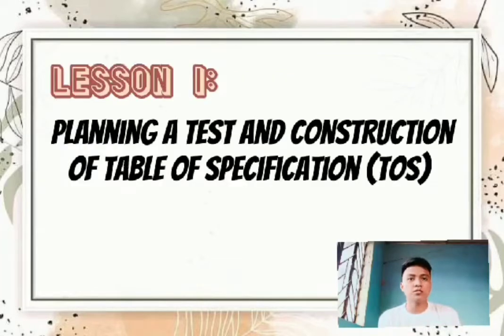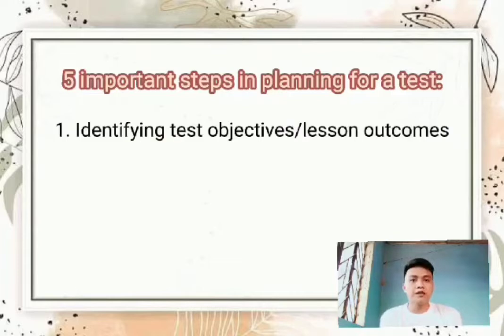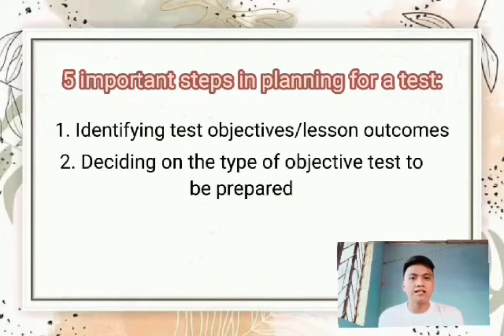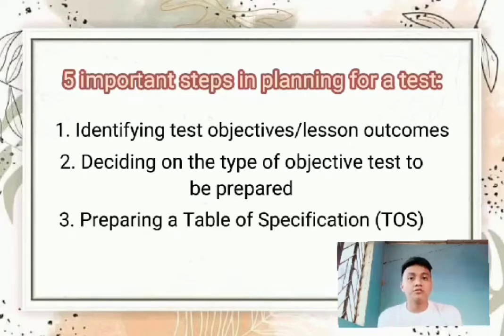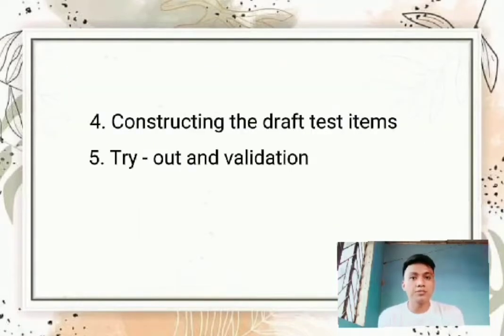Lesson 1 is all about planning a test and construction of the table of specification, or the TOS. There are 5 important steps in planning for a test. The first step is identifying test objectives or the lesson outcomes. The second step is deciding on the type of objective test to be prepared. The third step is preparing a table of specification or the TOS. The fourth step is constructing the draft test items. And the fifth step is tryout and validation.